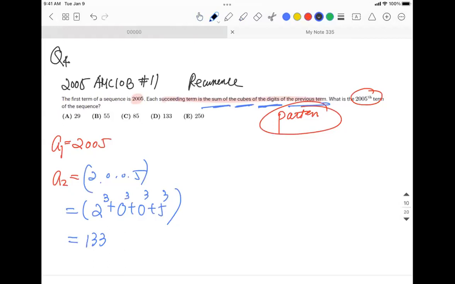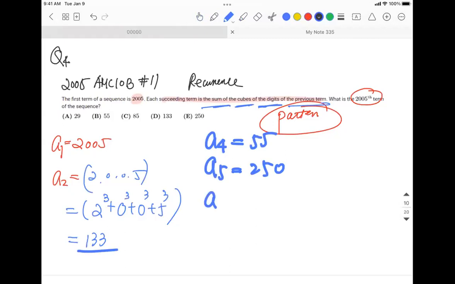So like I said, don't panic. If you don't know what the value looks like, this definition is a little bit weird, using the sum of the cubes of the digits and so on and so forth. Let's close our eyes, keep writing all the numbers, and hopefully you'll be able to find a pattern. So A2 equals 133. A4, you just plug in the value, right? 1 cubed, 3 cubed, another 3 cubed, 55. A5, 250. You see there's no pattern. 2005, 133, 55, 250. No worries. Just keep writing.